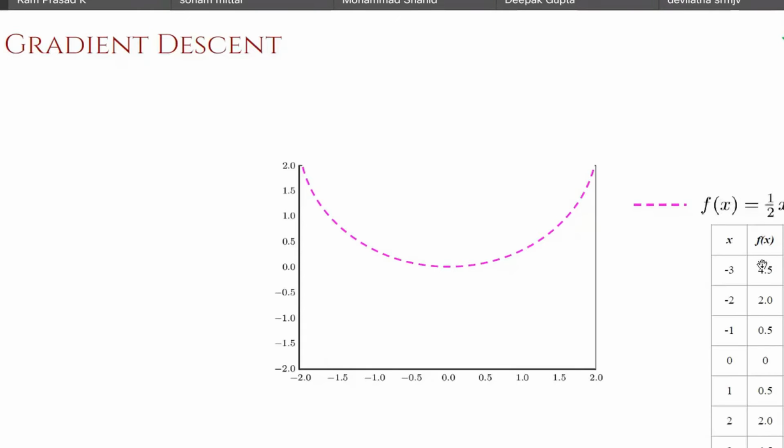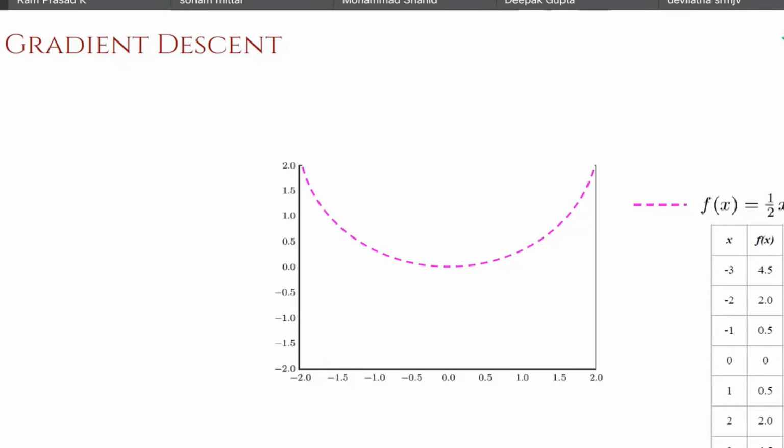You can try to do it by hand: put various values of x, evaluate f of x, tabulate it, and then see for what value of x it was minimum. Here you can see that when x is 0, f of x is 0, but otherwise it is all increasing. Since this is a simple function, we could do this, but it's not feasible for all types of complex functions. So this is not the best way.